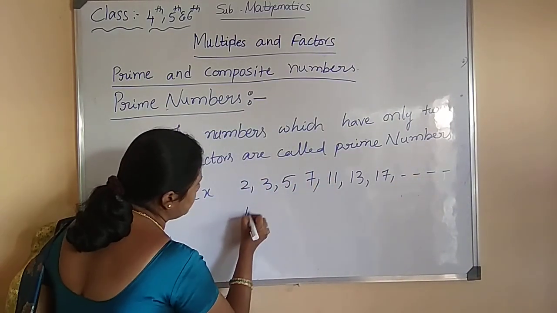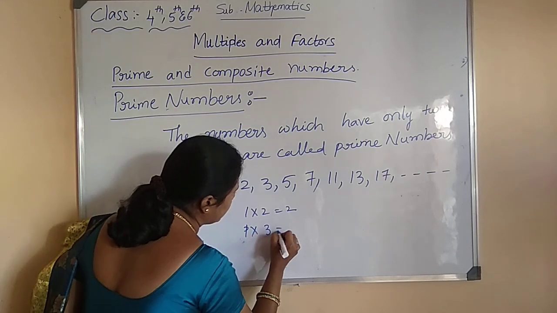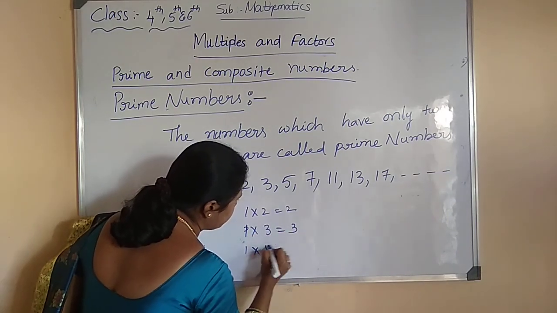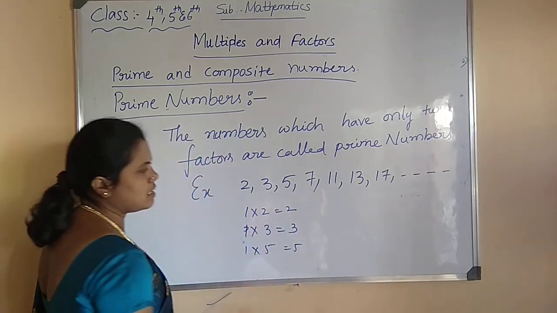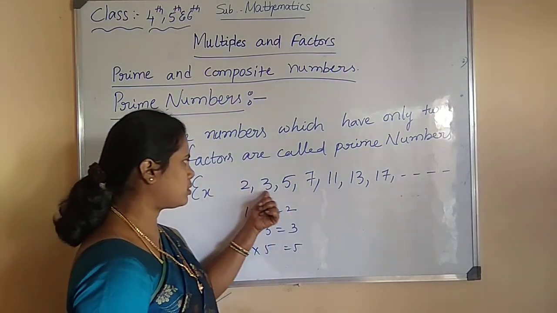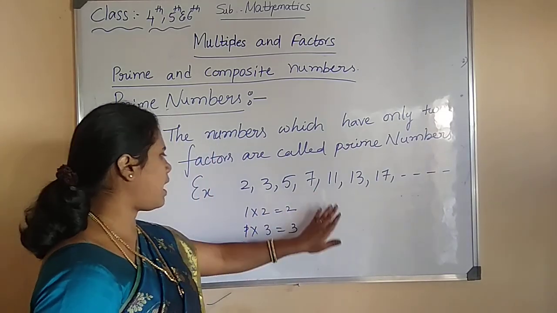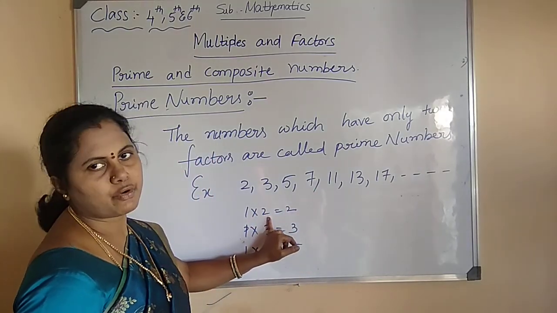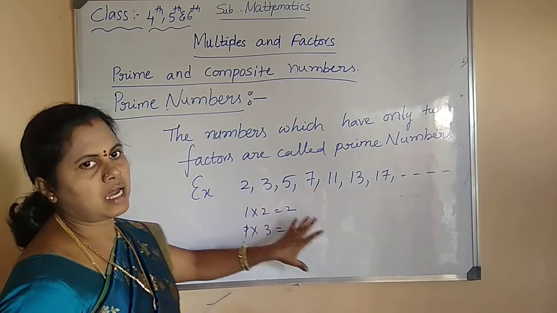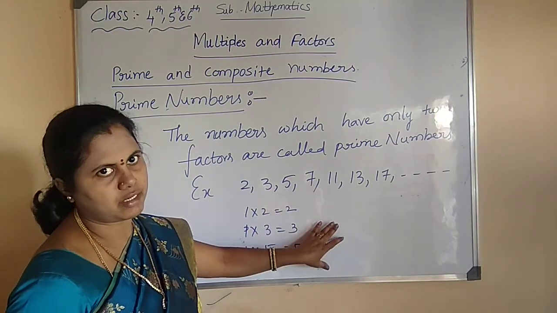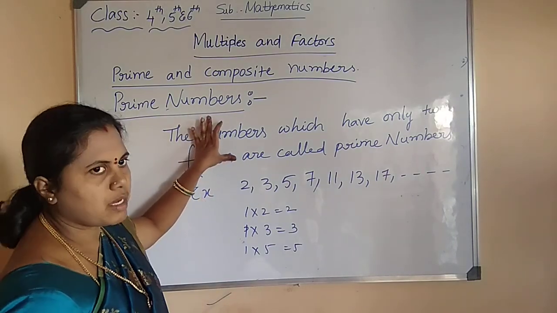See, for example, write 1 into 2, 2. 1 into 3, 3. 1 into 5, 5. Other than 1 and itself, no other factors for these numbers. Either 2, 3, 5, 7, 11, 13, 17, these all will have 1 and itself only as factors. Other than this, no other factors for these. That's why these numbers are called prime numbers.